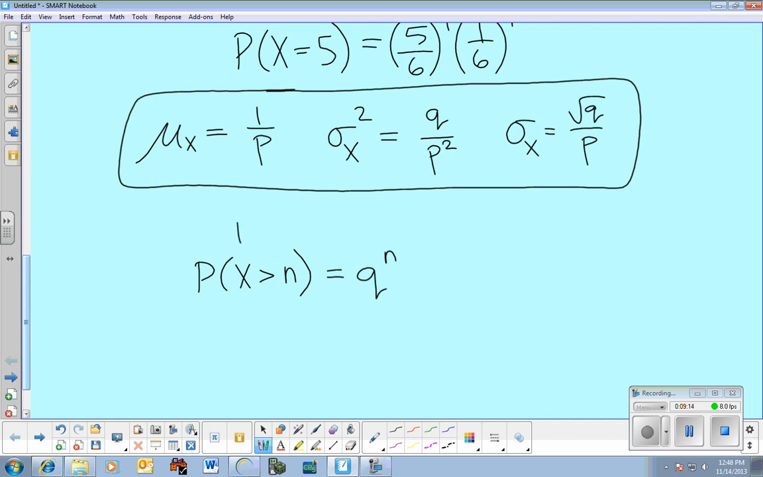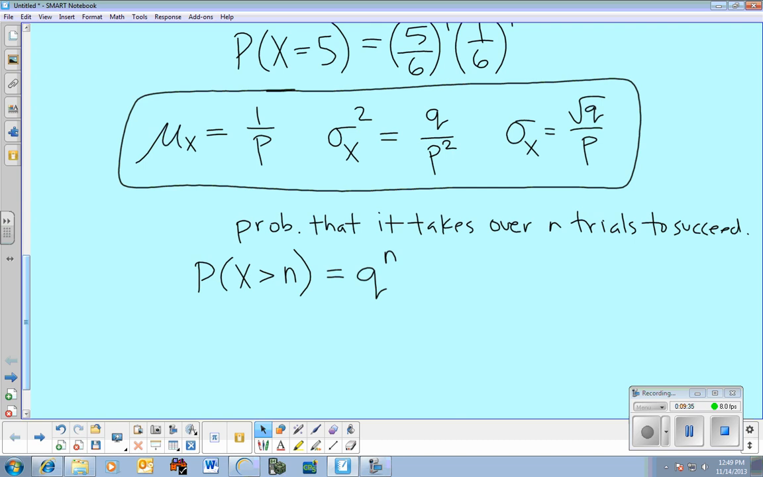But this is the probability that it takes over n trials to succeed. And notice this is x is greater than n, not greater than or equal to. So if you want to know the probability that it's going to take you more than 5 tries, so you're going to have to take that 6th trial, you're going to do q to the 5th. Whatever the probability of failure is raised to the 5th. So because of all the similarities between this and binomial, that's really all I need to say about it at this point.